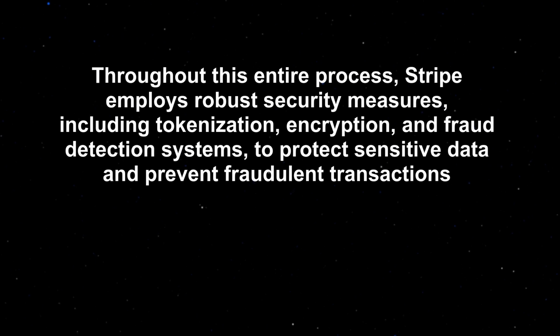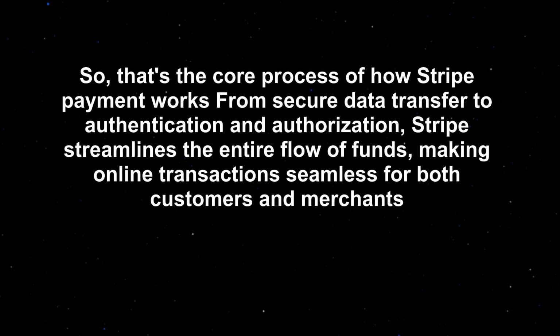Throughout this entire process, Stripe employs robust security measures, including tokenization, encryption, and fraud detection systems to protect sensitive data and prevent fraudulent transactions. So, that's the core process of how Stripe payment works, from secure data transfer to authentication and authorization. Stripe streamlines the entire flow of funds, making online transactions seamless for both customers and merchants.